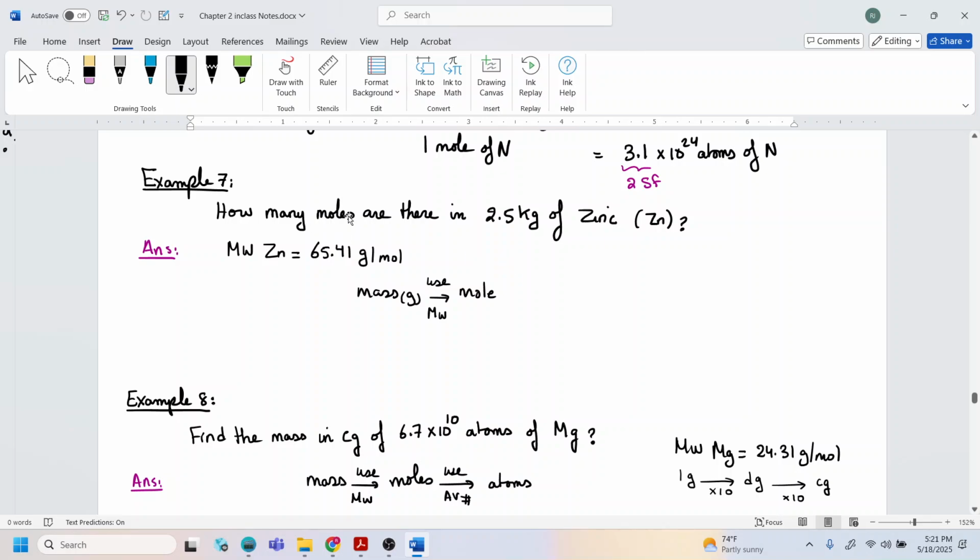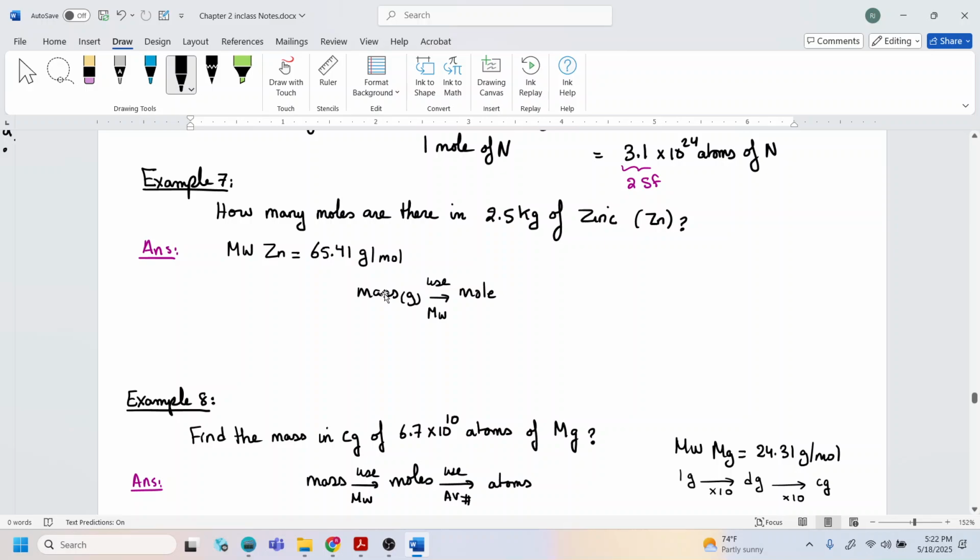Another example, how many moles are there in 2.5 kilograms of zinc? Now I have the mass, and the mass is in kilograms. So I do have to change this into grams. I cannot keep it as kilograms because the molecular weight is in grams. So please pay attention to the units. We need the number of moles. We are given the mass. So this is the equation that we are going to start with.